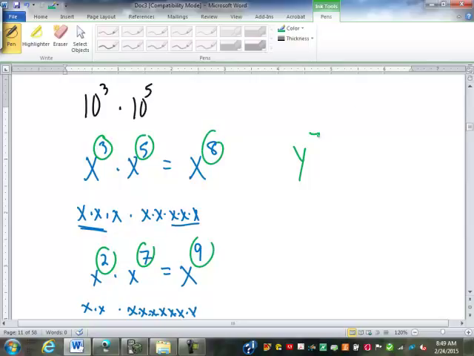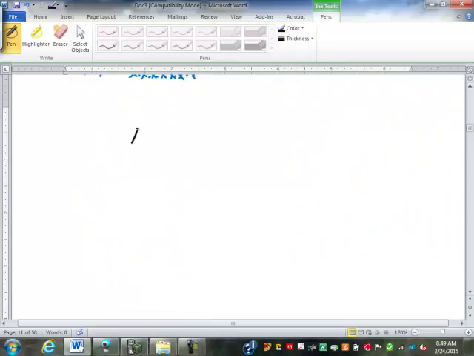So if I have y to the 7th times y to the 18th, I'm going to get y to the 25th. Good. 7 plus 18 is 25. Or z to the 12th times z to the 15th, I'm going to get z to the 27th. Good. That's not so bad. So I can do it with the powers of 10 as well. I can have 10 to the 5th times 10 to the 8th is going to give me 10 to the 13th. Good.